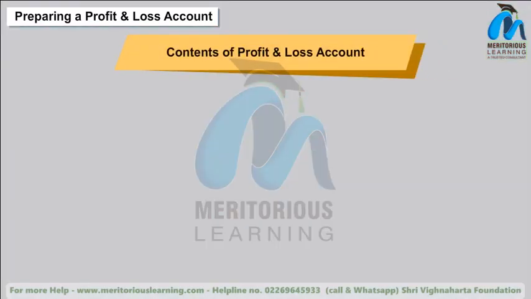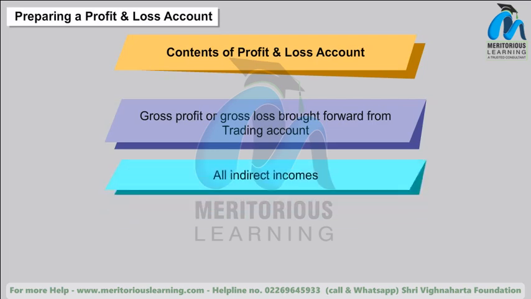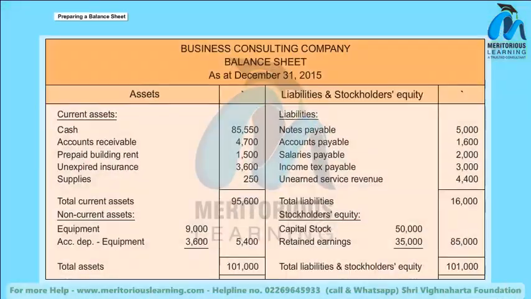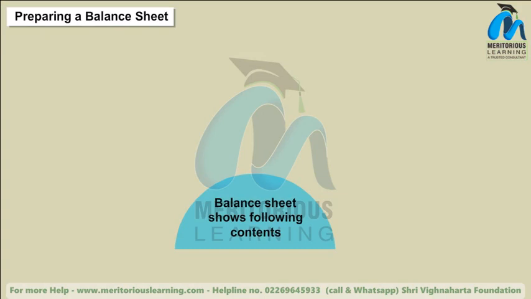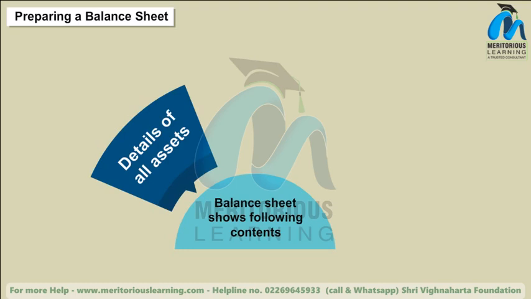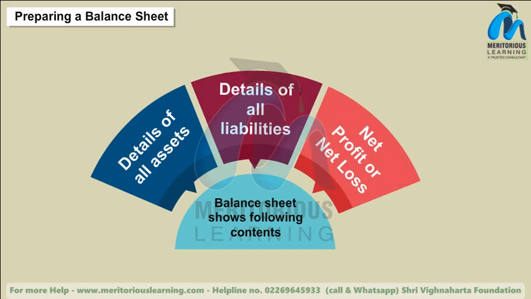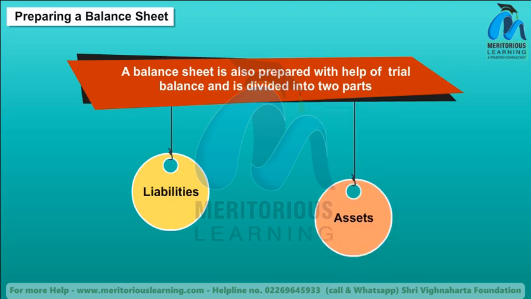Contents of profit and loss account: gross profit or gross loss brought forward from trading account, all indirect incomes, all indirect expenditures, net profit. Preparing a balance sheet. The balance sheet shows the following contents: details of all assets, details of all liabilities, net profit or net loss. A balance sheet is also prepared with the help of trial balance and is divided into two parts: liabilities and assets.